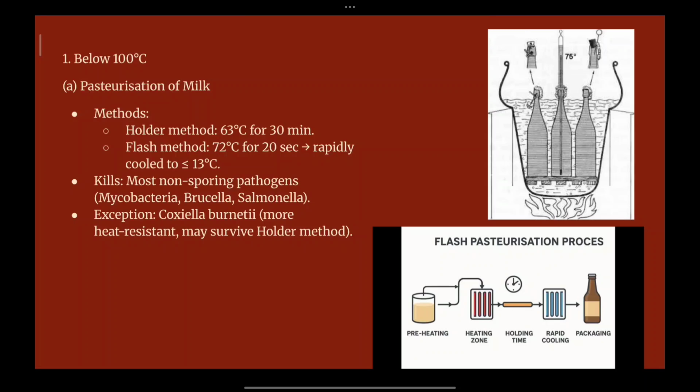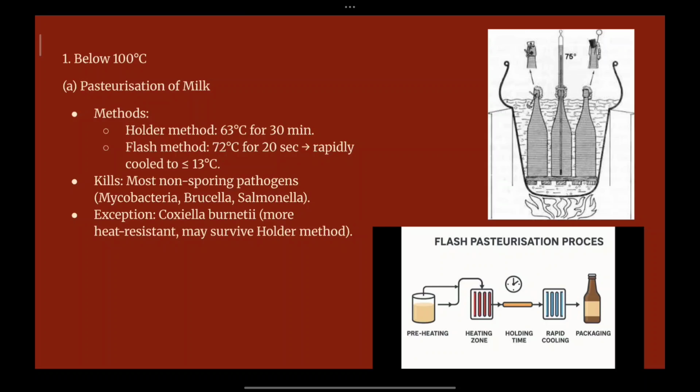milk. Now, the exception that can be seen is Coxiella burnetii, which is present in the milk. These are very highly heat resistant and may survive in spite of doing the Holder method. So 63 degrees Celsius for 30 minutes is no use to kill Coxiella burnetii. This is a type of microorganism.